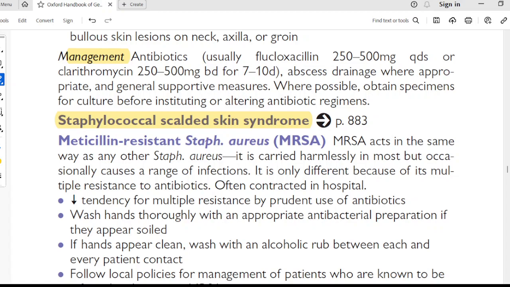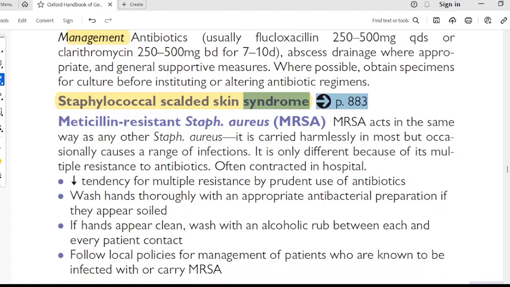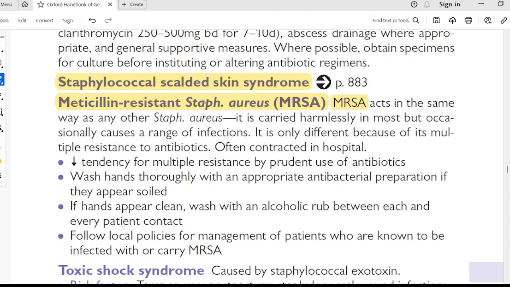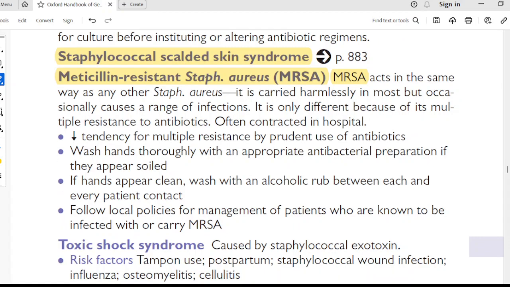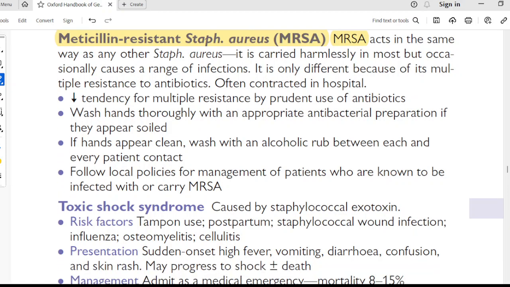Staphylococcal scalded skin syndrome, page 883. Methicillin-resistant Staph aureus, MRSA, acts the same way as any other Staph aureus: it is carried harmlessly but most occasionally causes a range of infections. It is only different because it is multiple resistant to antibiotics. MRSA is often contracted in the hospital.